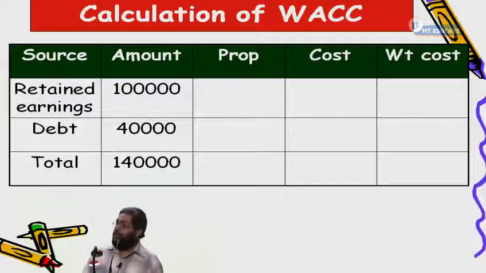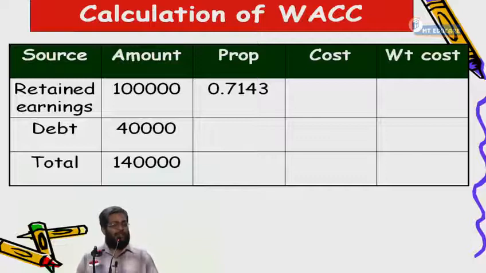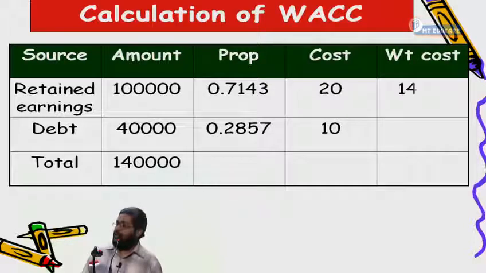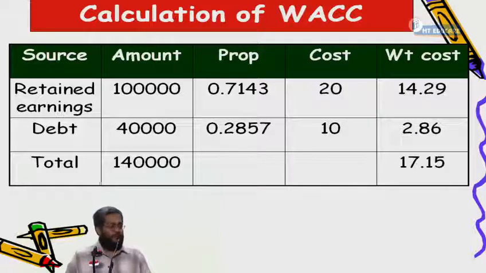Now, proportion: 1 lakh by 1,40,000 is 0.7143. 40,000 by 1,40,000 is 0.2857. Now, what is the cost of retained earnings? 20%. The cost of debt is 10%. 20 into 0.7143, 10 into 0.2857. The weighted cost is 17.15%.